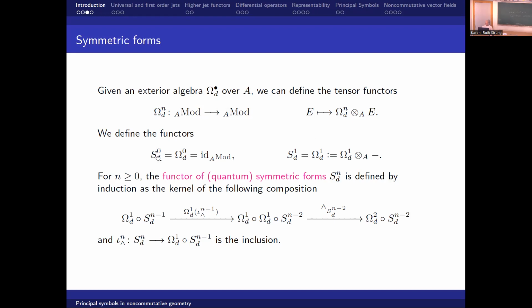And so the 0 grade of these symmetric forms is just the identity functor. The 1 grade is just this tensor functor with the first order differential calculus. And then after that, we use these kernel functors of this composition here. So in particular, S2 would just be the kernel of the wedge from omega 1 tensor omega 1 to omega 2. And in this case, we're seeing the wedge here as a natural transformation between functors. Everything here will tend to make it as functorial or natural as possible.